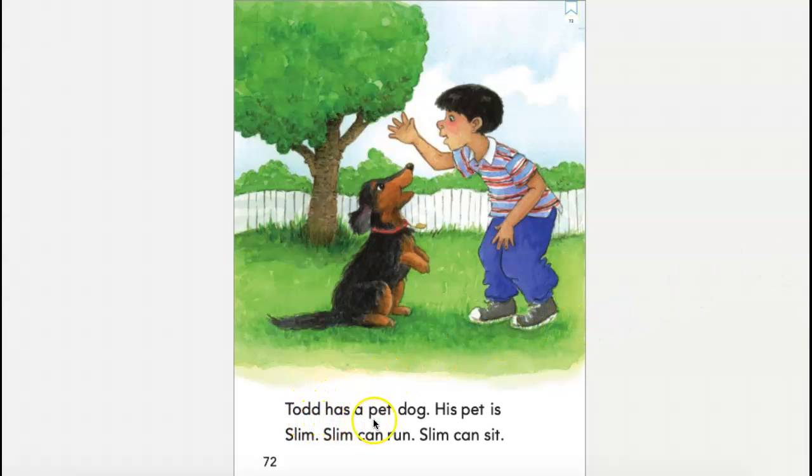Todd has a pet dog. His pet is Slim. Slim can run. Slim can sit. So this is Todd and his pet dog, Slim.